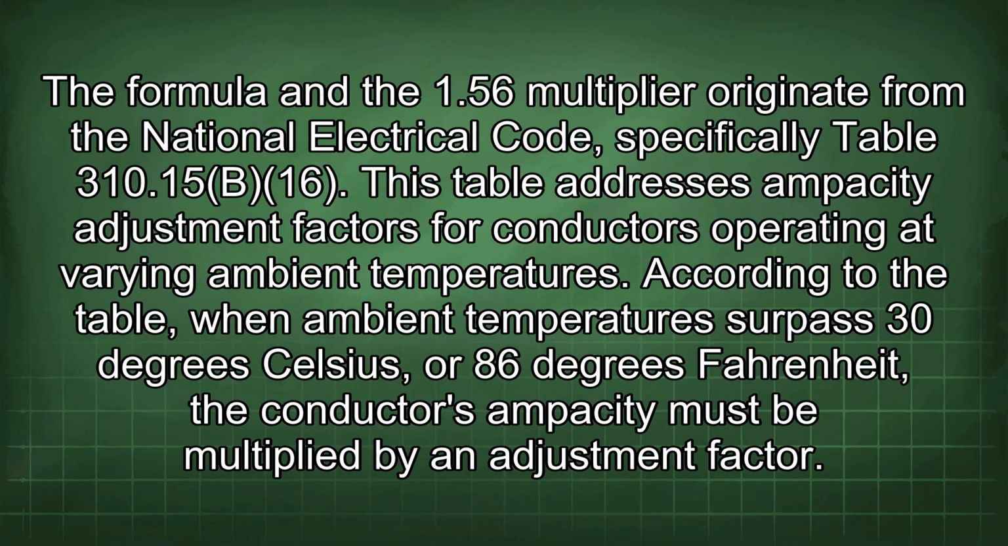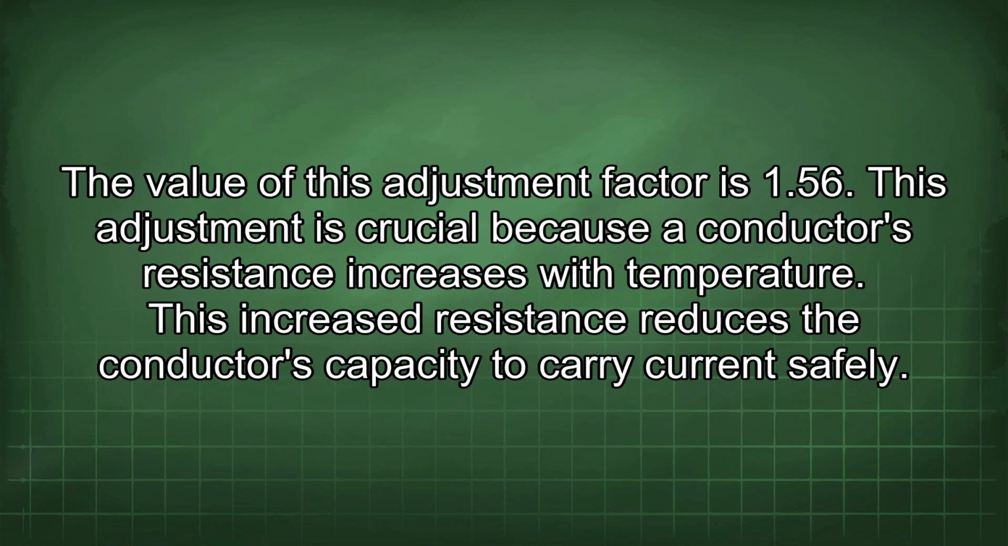The formula and the 1.56 multiplier originate from the National Electrical Code, specifically Table 310.15(B)(16). This table addresses ampacity adjustment factors for conductors operating at varying ambient temperatures. According to the table, when ambient temperatures surpass 30 degrees Celsius or 86 degrees Fahrenheit, the conductor's ampacity must be multiplied by an adjustment factor. The value of this adjustment factor is 1.56.